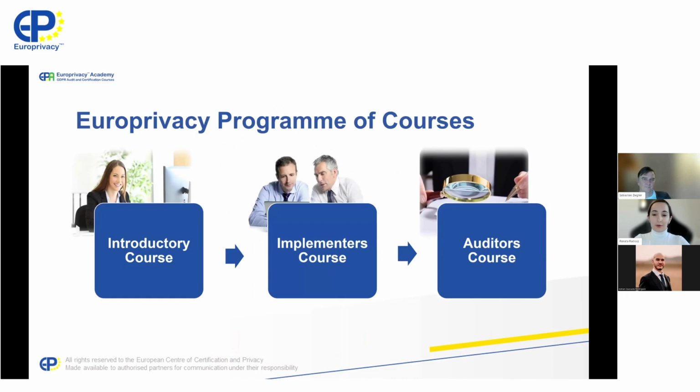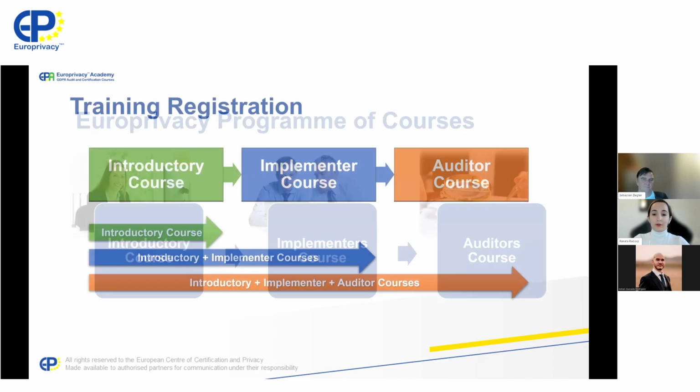The Europrivacy Academy provides a program of courses that you can imagine as building blocks that you can follow in a sequential manner. We have 3 courses: the introductory, the implementer, and the auditor courses. The way the training is built means that if you would like to take the implementer course, you have to first pass the introductory course. Similarly, if you aim to become a Europrivacy auditor, you first need to pass the first 2 courses to be able to participate in the auditor course. This method ensures that you retain knowledge and test your understanding of the different elements before moving into and building upon your foundation.